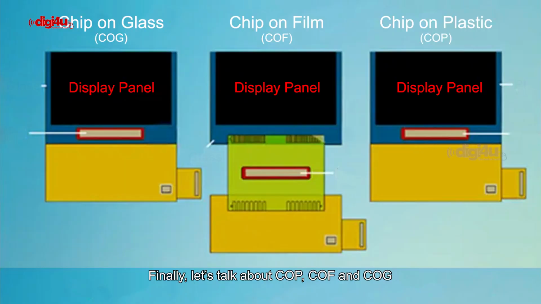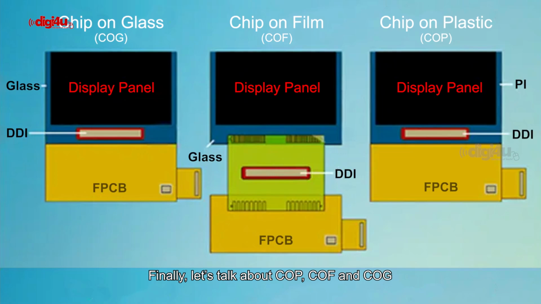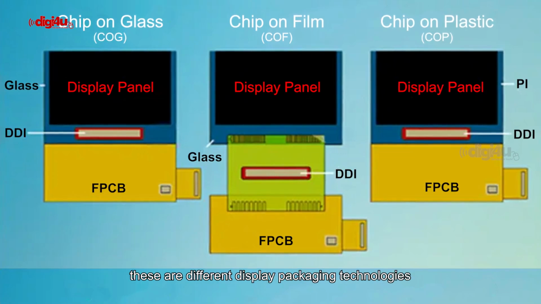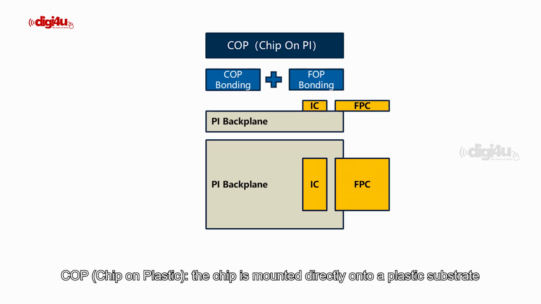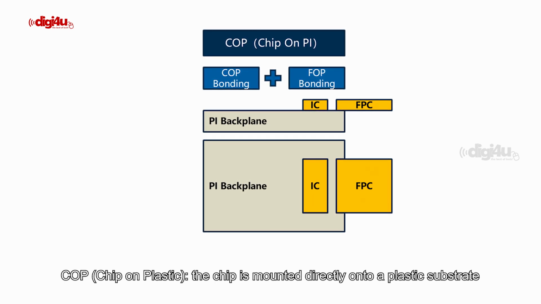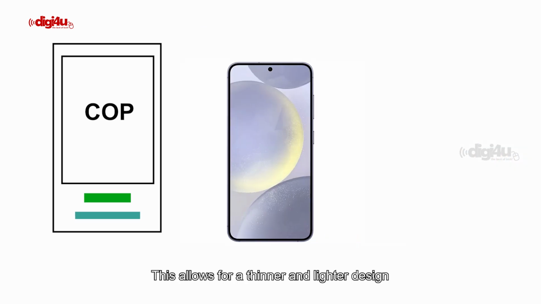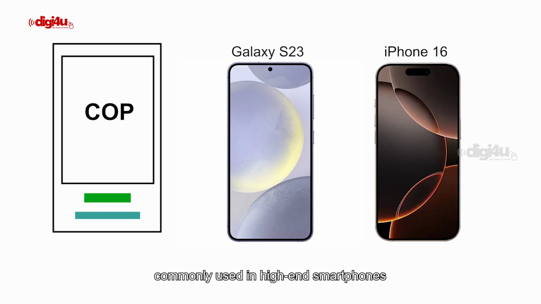Finally, let's talk about COP, COF, and COG. These are different display packaging technologies. COP, the chip is mounted directly onto a plastic substrate. This allows for a thinner and lighter design, commonly used in high-end smartphones, but it comes at a higher cost.